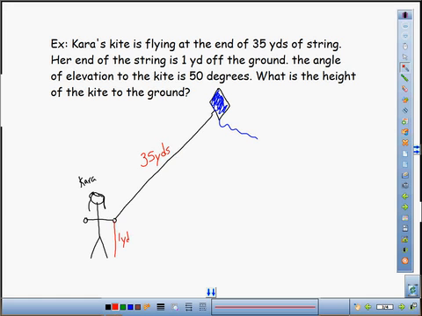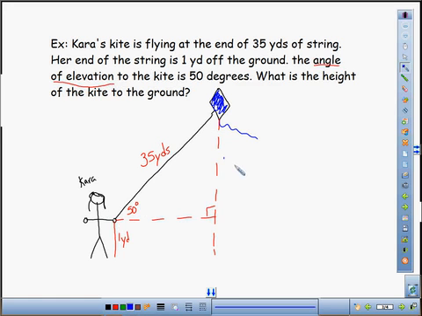Alright, so what are we interested in? What's the question asking us? What is the height of the kite to the ground? So we are looking for a height of the kite. And they also give us an angle of elevation. Now, if you remember, angle of elevation means going up from the horizontal. So the only way I'm going to get a triangle out of this is here's my horizontal. So the angle going up from my horizontal is my angle of elevation. So it must be 50 degrees.